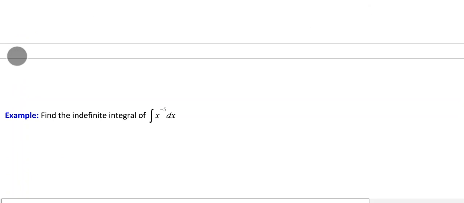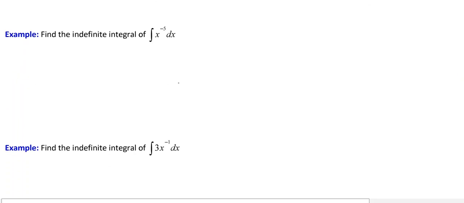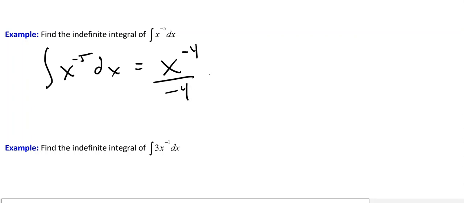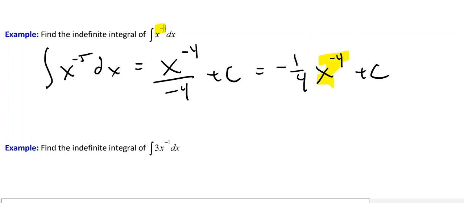Here's one with a negative power. Applying our rule to x to the -5 dx, we're looking for the set of all antiderivatives. So I'm going to add 1 to the power. That would make it a -4 divided by -4 plus c. And this would be a little bit better written as -1/4 x to the -4 plus c. Now, let's leave this as a negative exponent only because the original problem had a negative exponent. I like to leave my answers in the same form as the original problem.